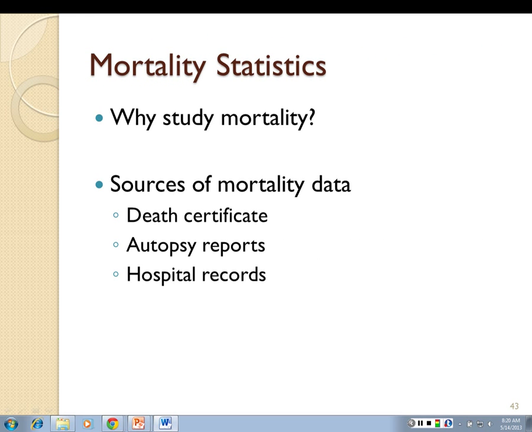Now, the study of mortality provides information that may prevent early deaths. It examines what the leading causes of death are, how they differ geographically, and what the important determinants of death are. In the United States, the standard death certificate developed by the National Center for Health Statistics has been adopted by most states. There's a separate certificate for fetal deaths.